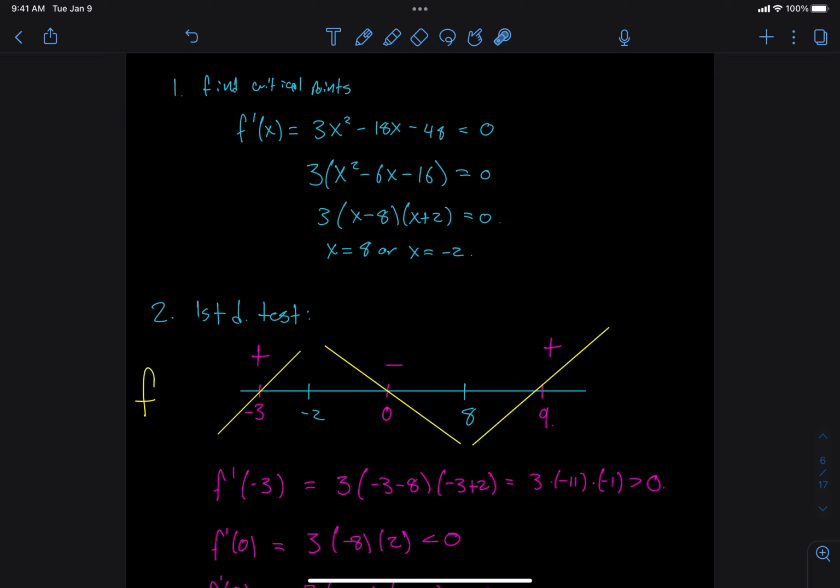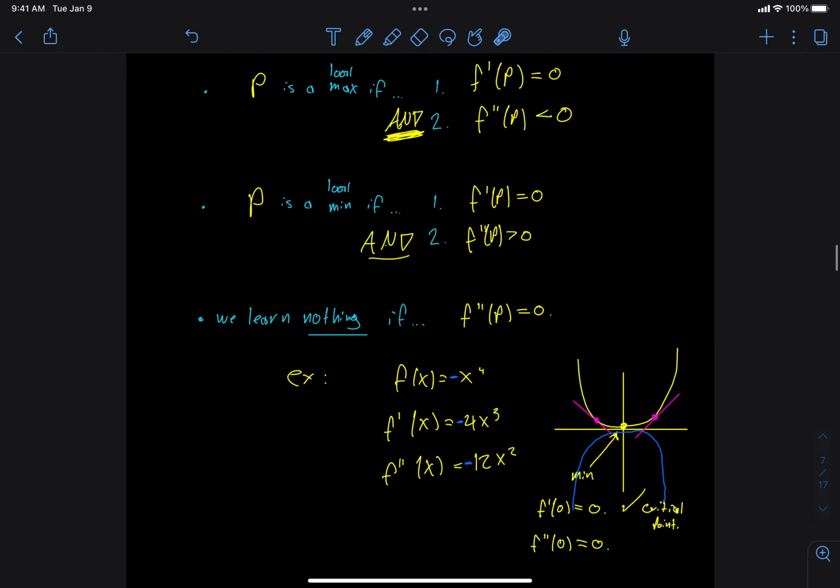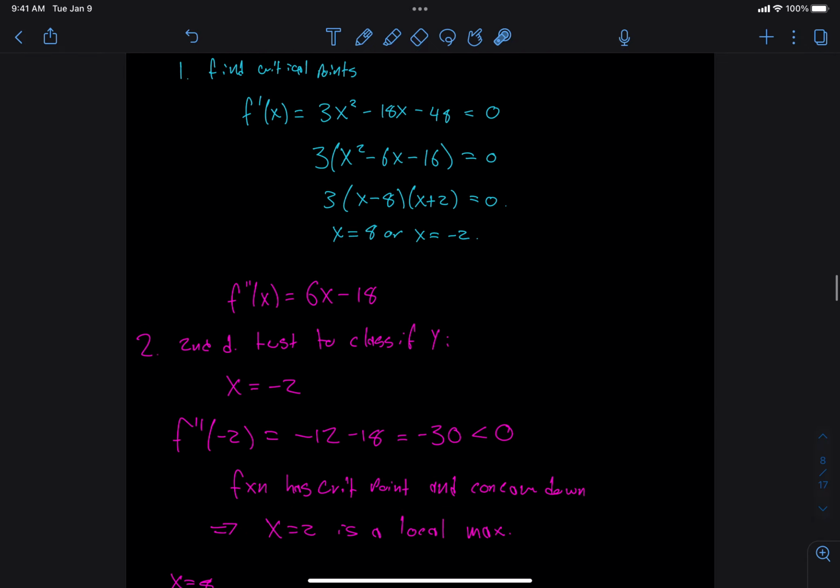Okay, so that was the first derivative test, and if we go from being increasing to being decreasing, then we know that our function hit a maximum at -2. If we go from being decreasing to being increasing, we know our function hit a minimum at 8. Okay, so that's first derivative test. Then we had the second derivative test, which was a little bit different.